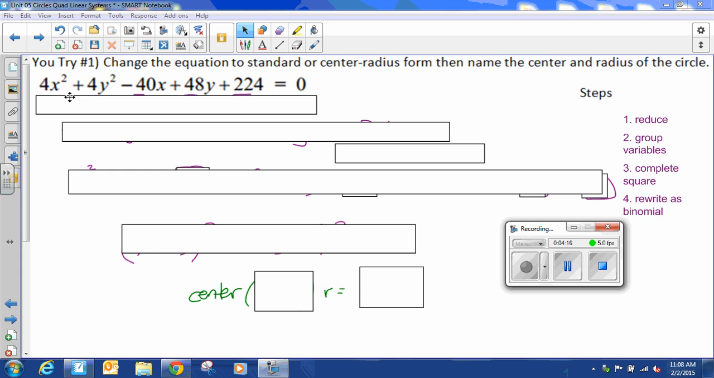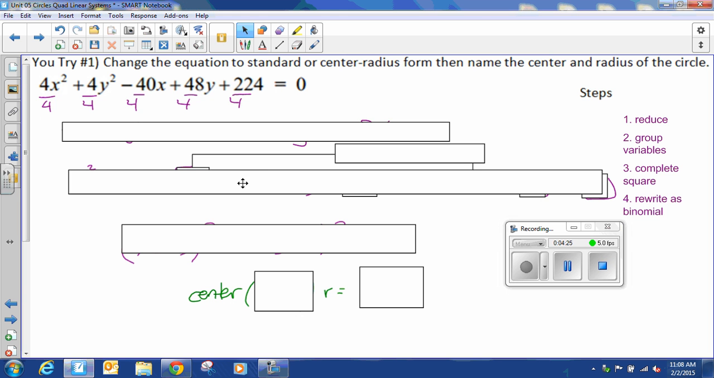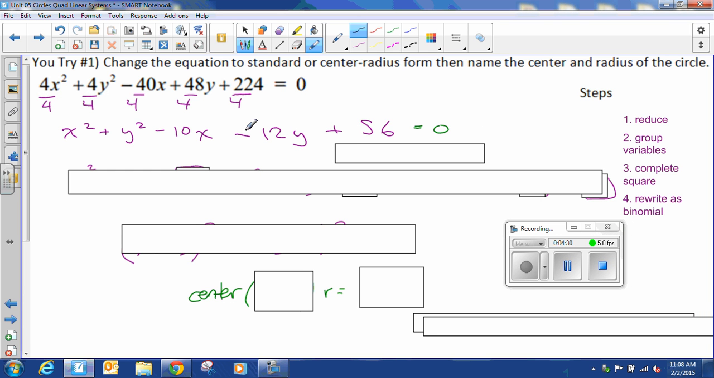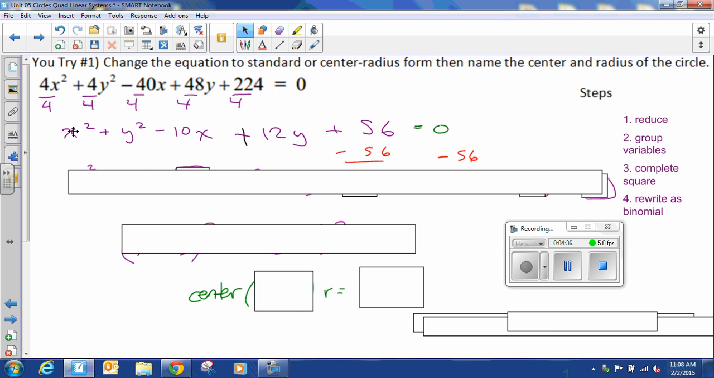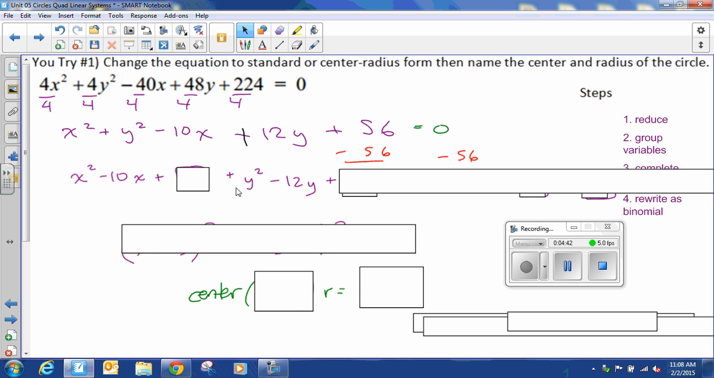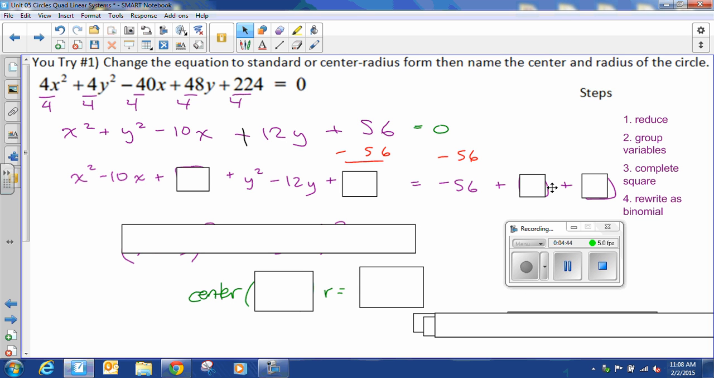We'll look at a final example here. We have 4x squared plus 4y squared minus 40x plus 48y plus 224 equals 0. We're going to divide everything by 4, giving us this resulting equation. We're going to subtract 56 from both sides, and we're going to group all the x's together and all the y's together, including the empty boxes on the left and the 2 empty boxes on the right. Finally, I'm going to highlight the x's in blue, highlight the y's trinomial in yellow.